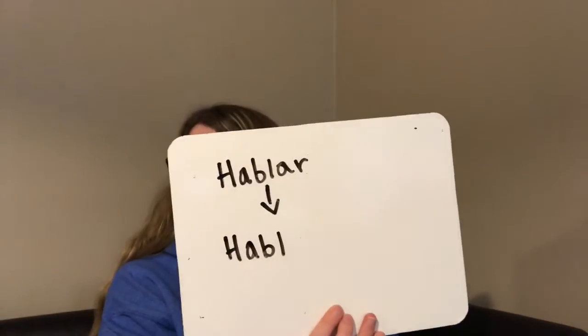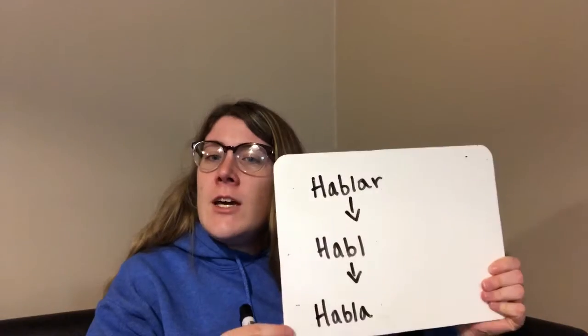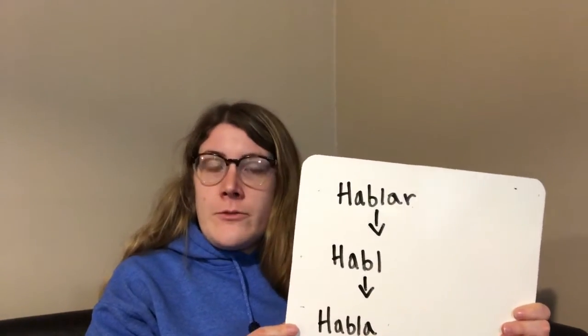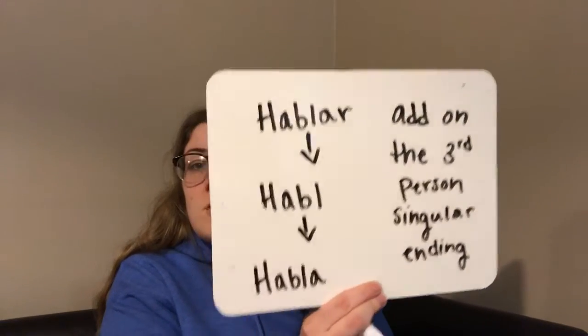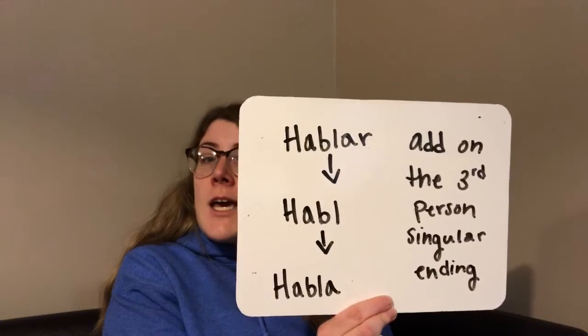You're then going to take off the AR just like you're conjugating a normal verb. You're left with your stem. Now you're going to add on the letter A for an AR verb. Habla, speak. So, you take off your AR and you add on the letter A for an AR verb. You might hear this explained as you add on the third person singular ending. So to form an affirmative tú command, mandatos afirmativos informales, you take off the AR and add on the third person singular ending. For an AR verb, that's the letter A.